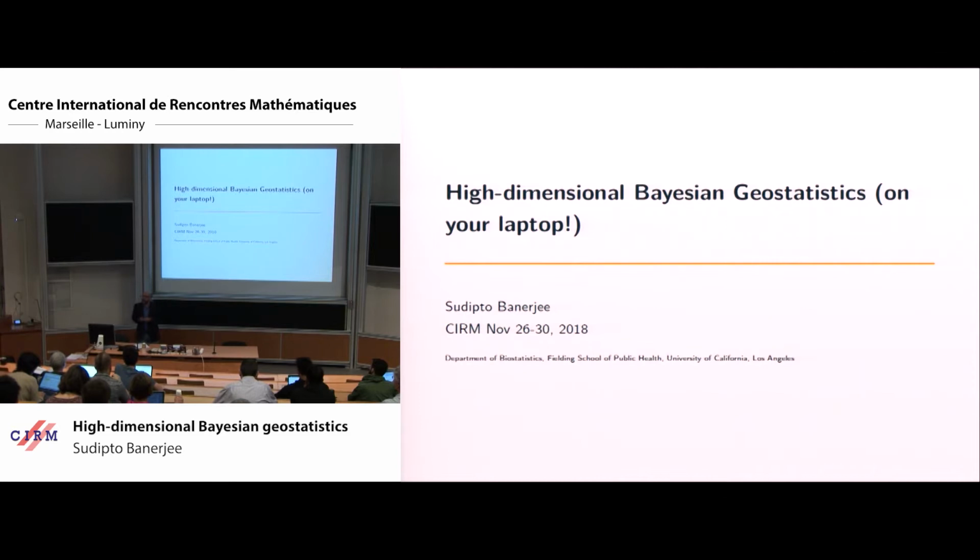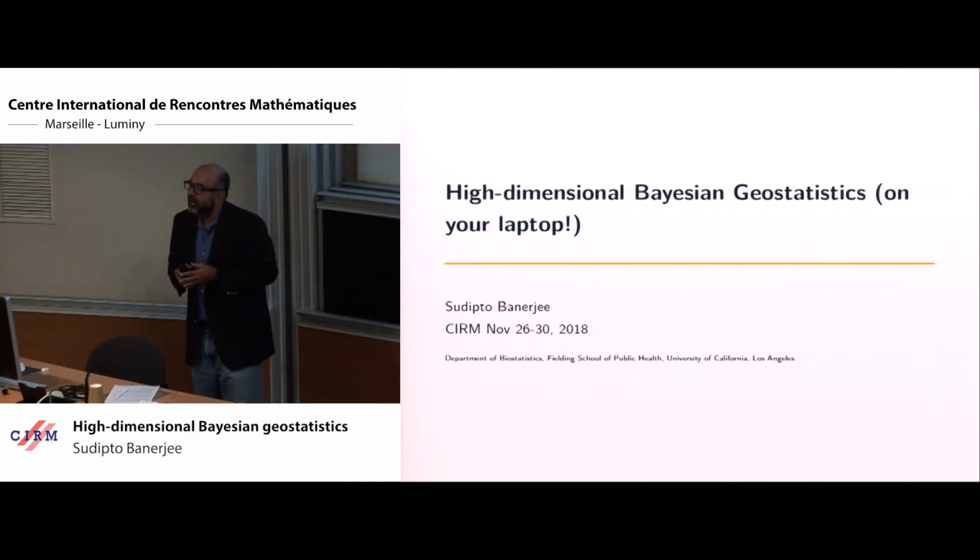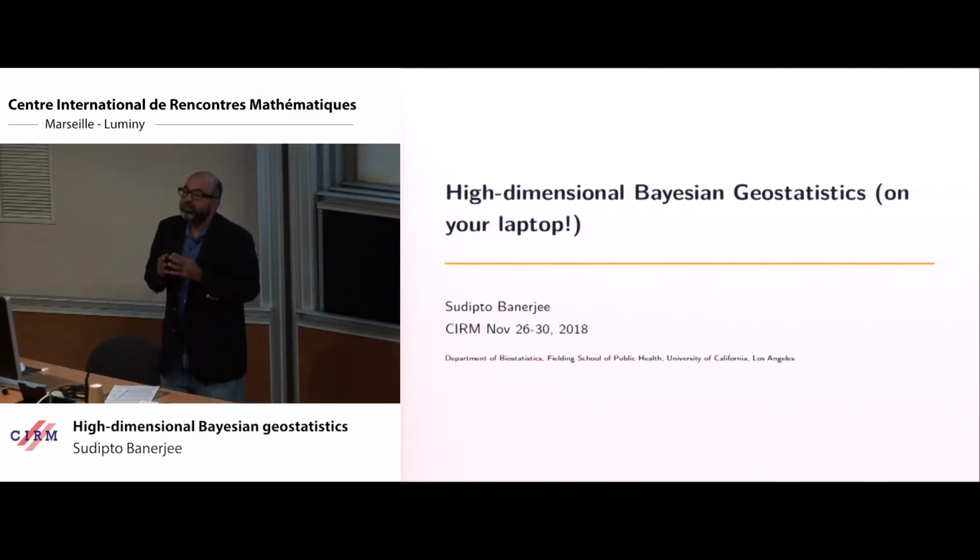So I'm going to try to basically focus a bit on the computational side and how statistical models can in fact be very, very useful in doing computations and inference for big data.